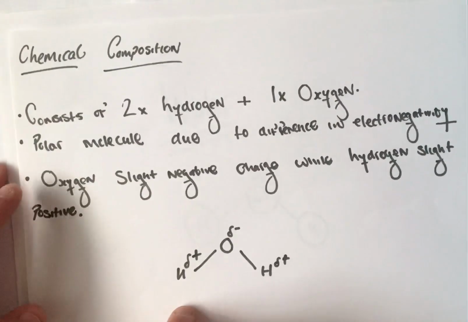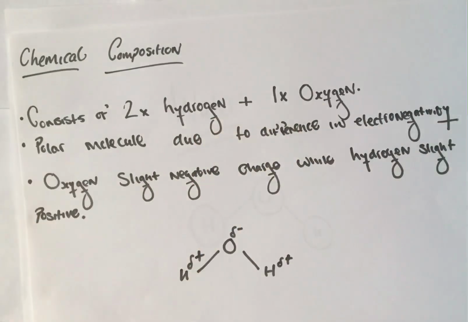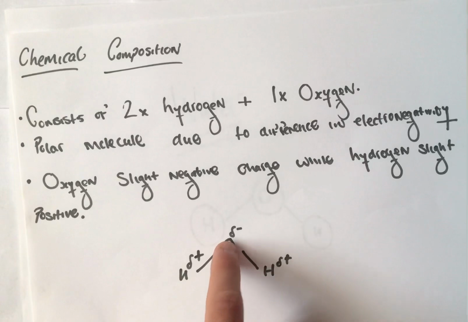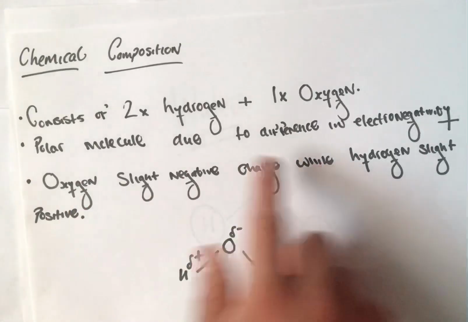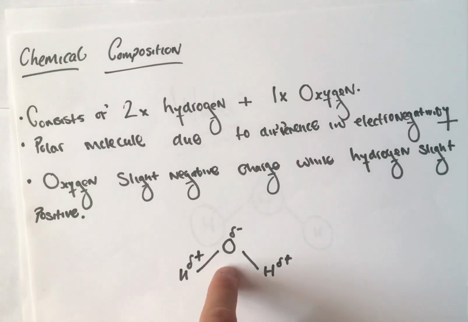Firstly, we have the chemical composition. So as I've just said, water consists of two hydrogen atoms covalently bonded to one oxygen atom. So as you can see, I've drawn another diagram, but this time I've included dipoles. So it means a slight negative charge on the oxygen and a slight positive charge on the hydrogen. This makes water an overall polar molecule due to the differences in electronegativity of the oxygen compared to the hydrogen.